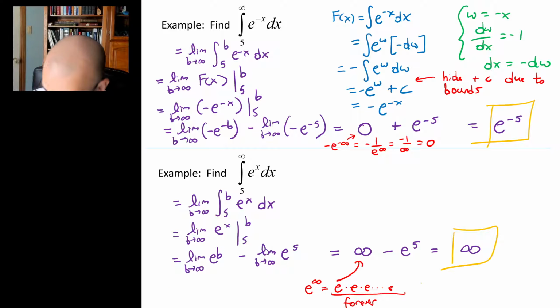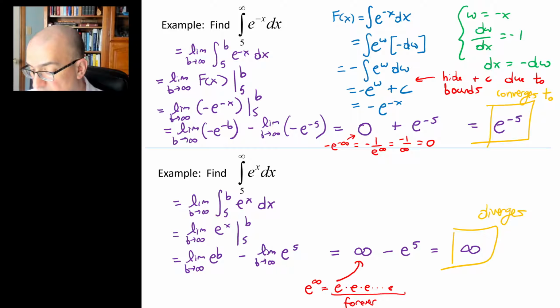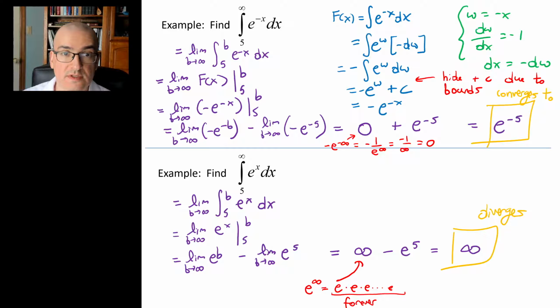Now, I have to attach some language to each of these answers. The first answer, I'm going to say converges to, and diverges. So the first one, the answer converges to e to the negative 5, and the second one, the integral diverges. Just a fancy word that we attach whenever we get a plus or minus infinity out of the answer.